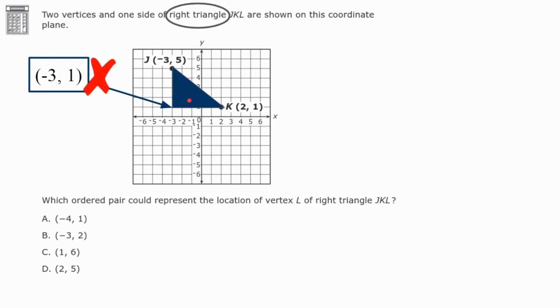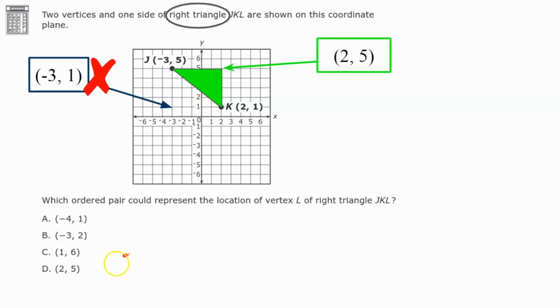It can't be that. And I'm going to draw it on the other side because it has to connect with these two. So I'm going to look at this point, which is 2, 5. And there we have it. 2, 5 is D. But you can see that there's no other way to make sure that these sides are connected and to form a right angle. So you had 2 choices. So 2, 5, D is the answer.